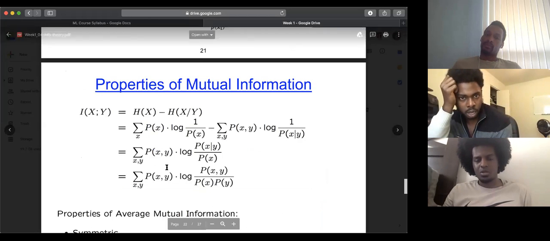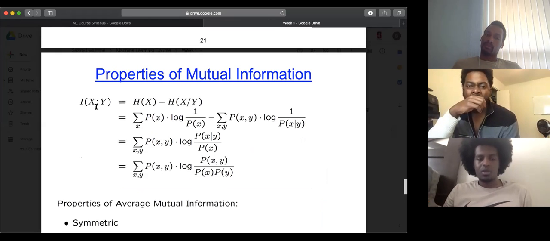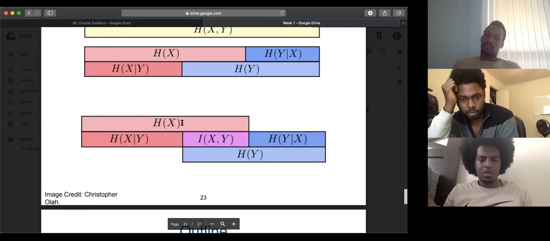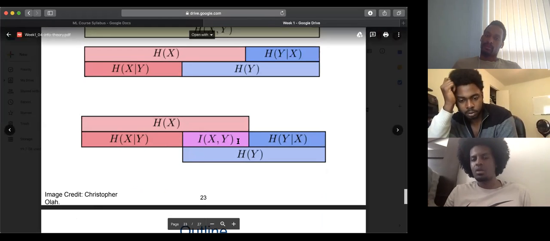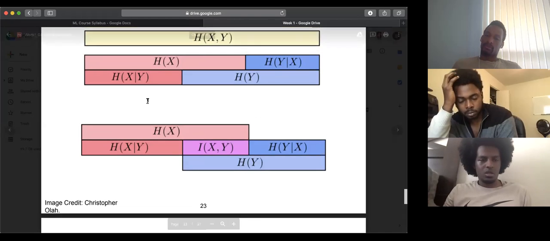So check it out. The very first line says the mutual information of x and y is H of x minus H of x given y. If we go down to the bottom, here's H of x, then we have H of x given y. If you take H of x and subtract H of x given y from it, you're left with the mutual information. That's the first line.